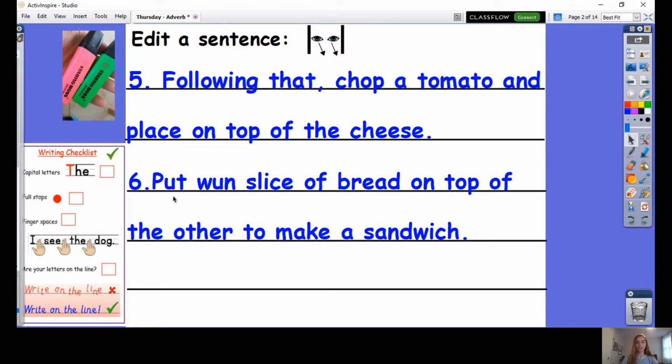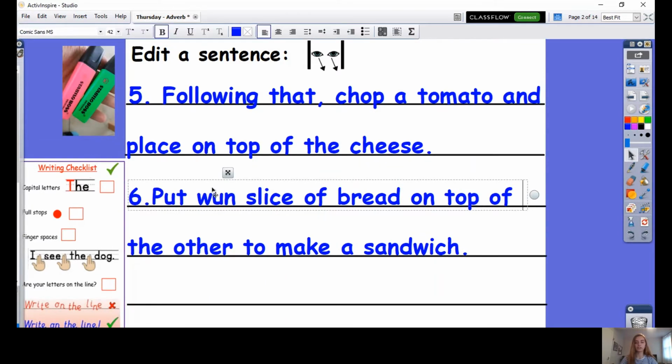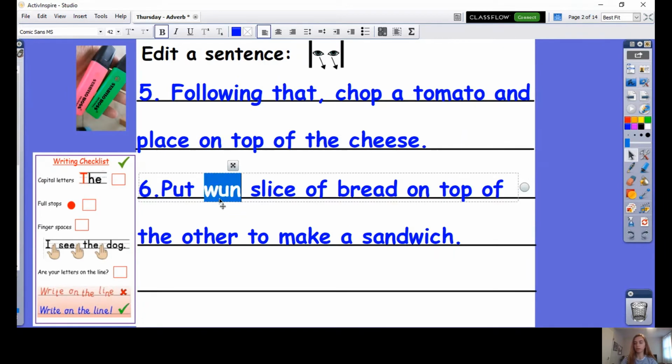Excellent, that was a tricky one. Put one slice of bread. One is not spelt correctly. I know it sounds like won, but one is a tricky red word, and I know year one knows how to spell one. Can you tell me how to spell one? Excellent. We have to spell one. Fantastic. Keep learning your red words.